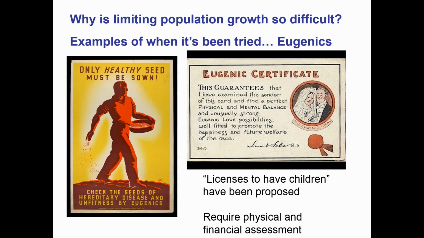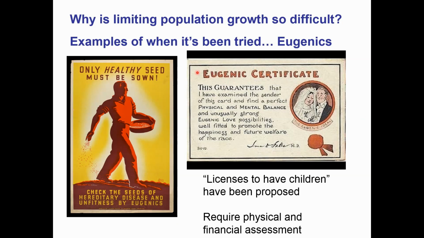Another example of when it's been tried is the concept of eugenics. Now, I don't know if anyone has ever heard the word eugenics before, but it's potentially even more controversial than China's single policy. Because the whole principle of eugenics, as shown by these posters here, is that it's based on the idea of licenses to have children. And so we've had these propaganda posters of things like, only healthy seed must be sown, check the seeds of hereditary disease and unfitness by eugenics.